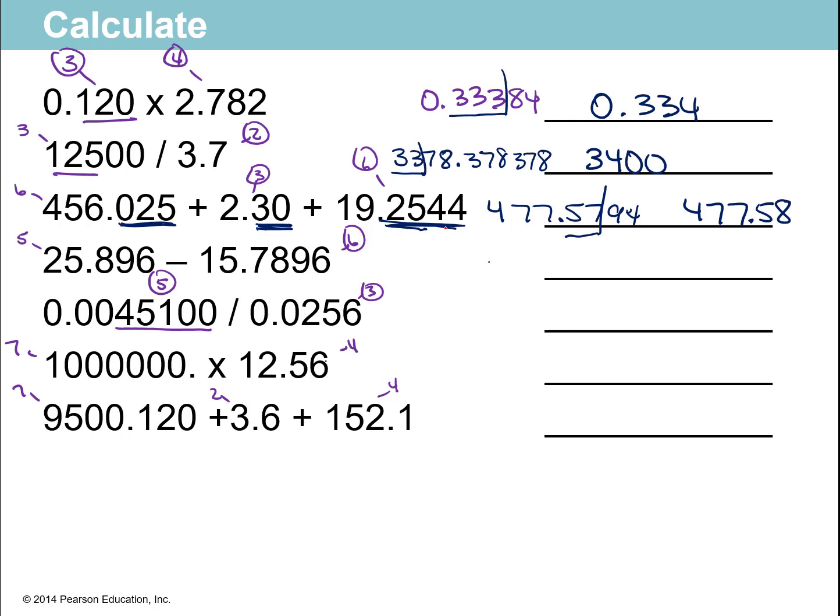So try this one. 25.896 minus 15.7896. You get 10.1064? Okay. So tell me, how many decimal places do I round to? 3. You see this one has 3 decimal places and this one has 4, so I'm going to round it to 3. You just find the 3 decimal places. The next number is a 4, so that drops off. So it'd just be 10.106. The next one.